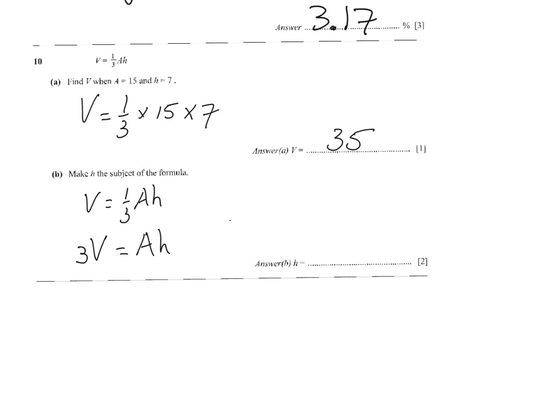Okay, there are several ways again of doing this one. This is just one of the methods. So to get rid of that A now, you divide both sides by A. So 3V over A equals H. So now H is the subject. So I'm going to write down 3V over A equals H.